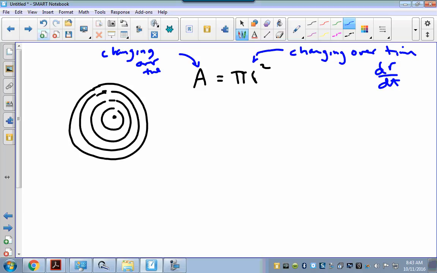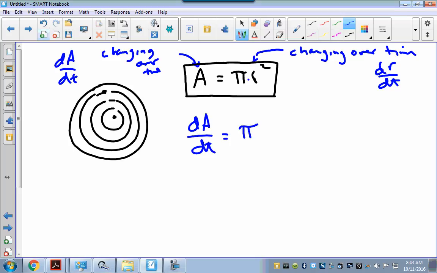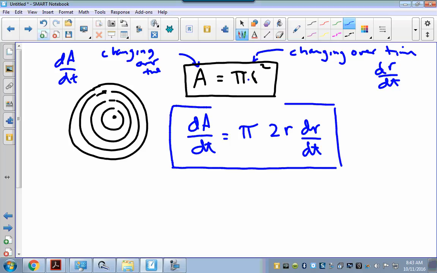So there is a derivative dA/dt. And our task is to try to go from the geometry equation to a rate equation dealing with calculus. So we just differentiate both sides with respect to time. So the derivative of A with respect to time, okay, pi is a constant multiple, that just comes straight down. And the derivative of r squared is 2r and then dr/dt. Okay, so this is called our rate equation. The rate of change of area is related to the rate of change of radius.